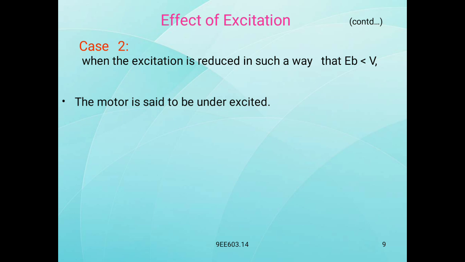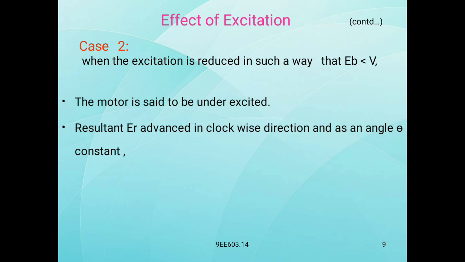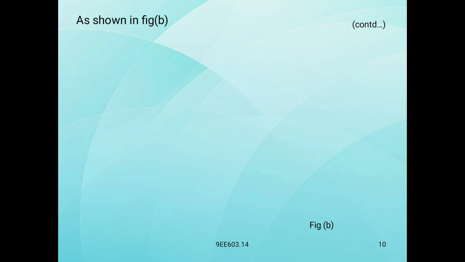The motor is said to be under excited. The resultant ER is advanced in the clockwise direction with the angle theta constant. Here IA also moves in the clockwise direction, as shown in the figure.